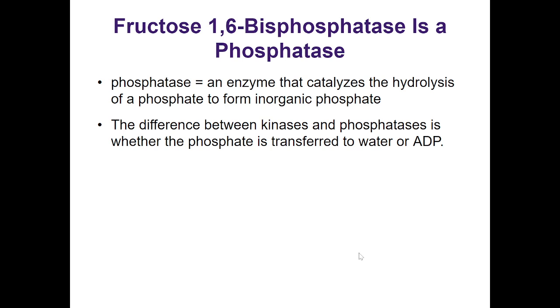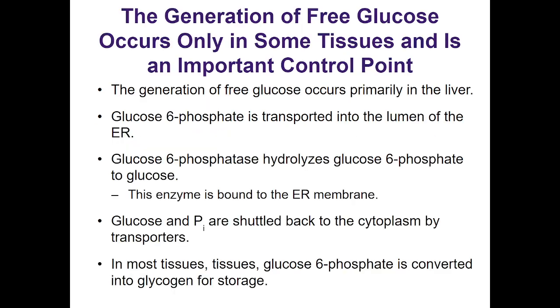So the phosphatase is going to be an enzyme that catalyzes the hydrolysis of the phosphate to form the inorganic orthophosphate. The difference between the kinases and phosphatases is going to be whether the phosphate is transferred to water or ADP. That's the difference between them. If we are regenerating or taking it off of ATP, that's going to end up being the kinases, right? And then if we have the phosphatases, that's going to be where we get the waters. Okay? And we just throw water on there.